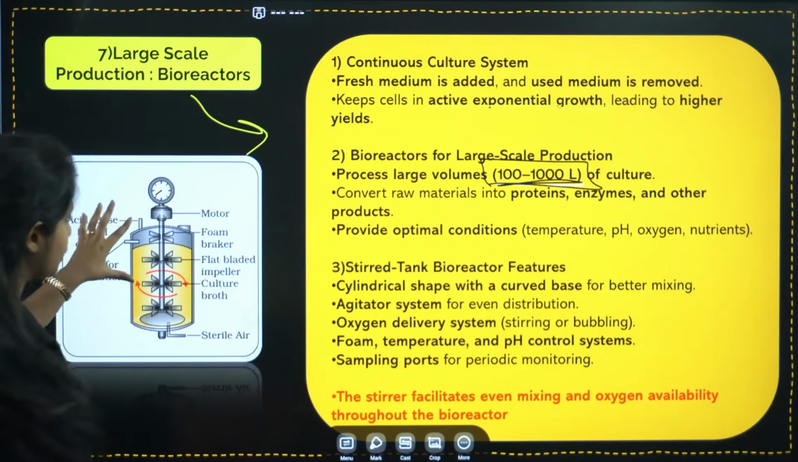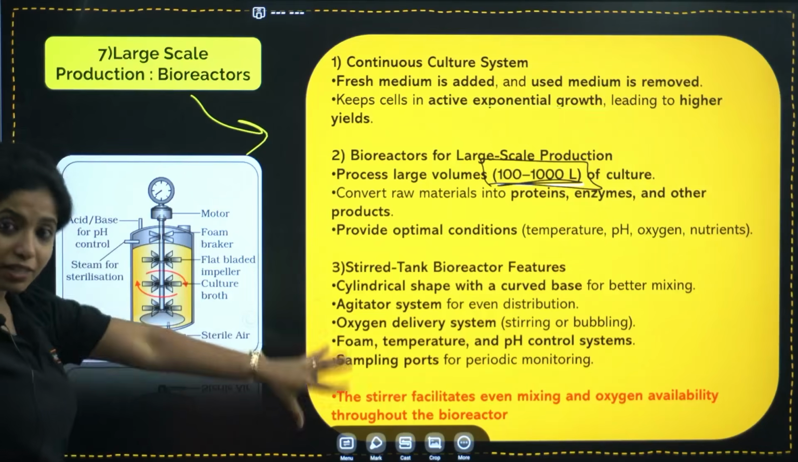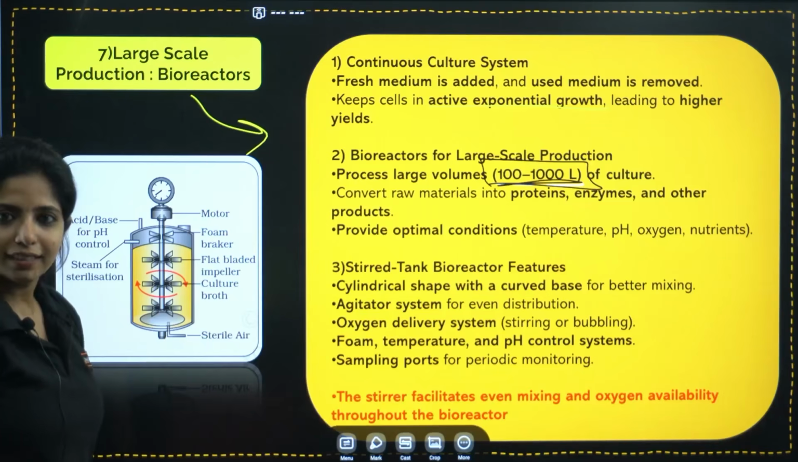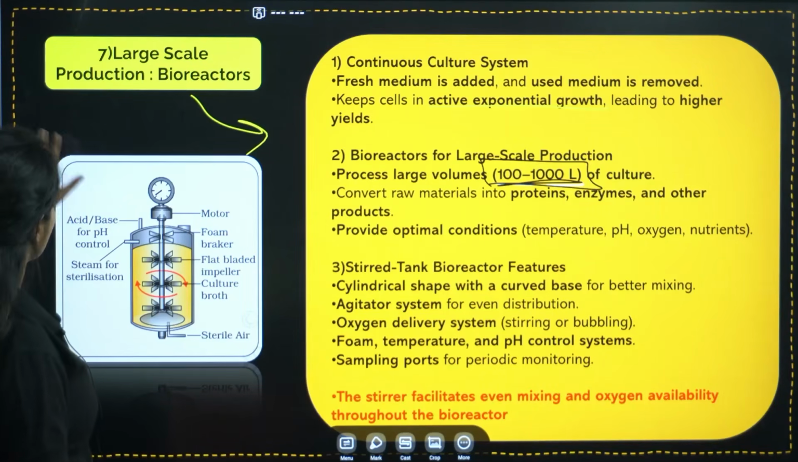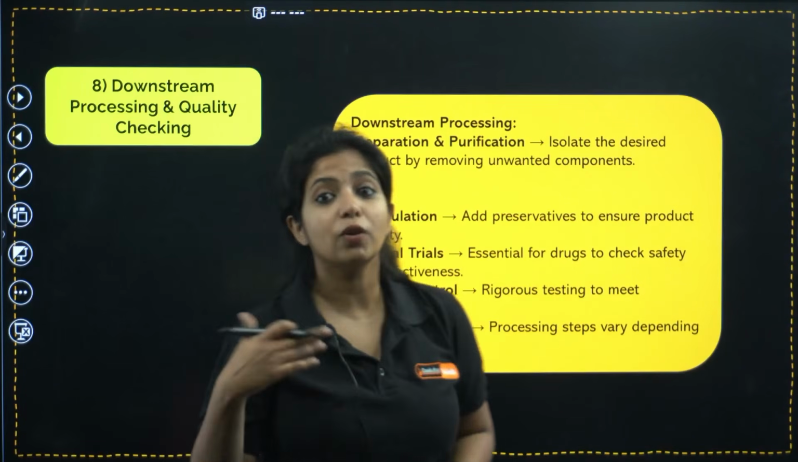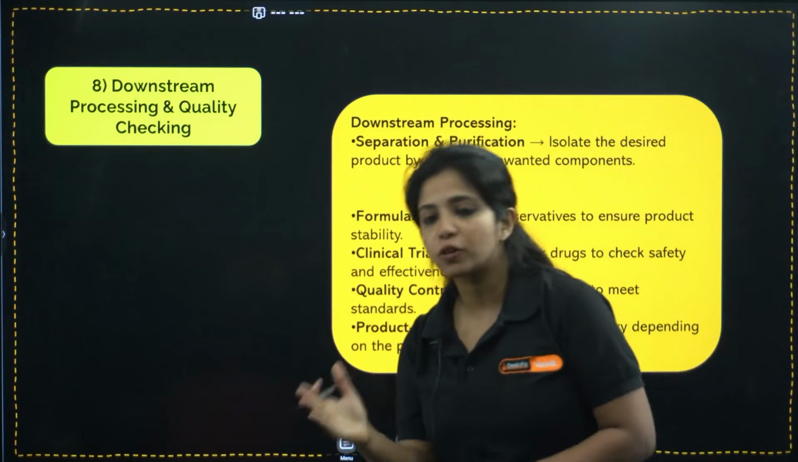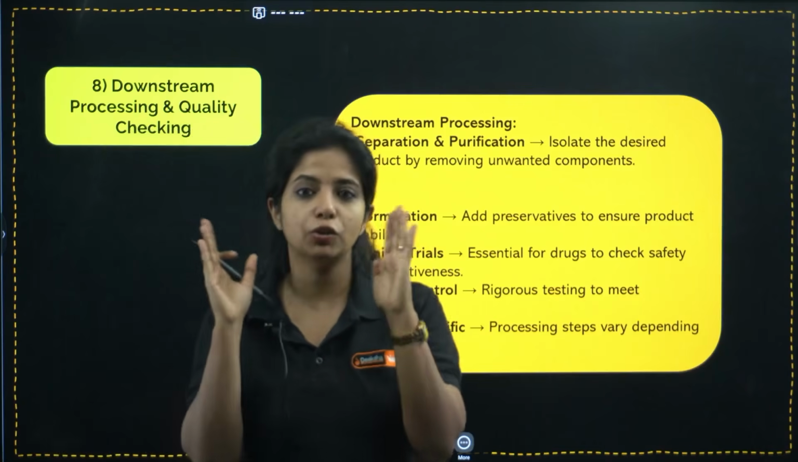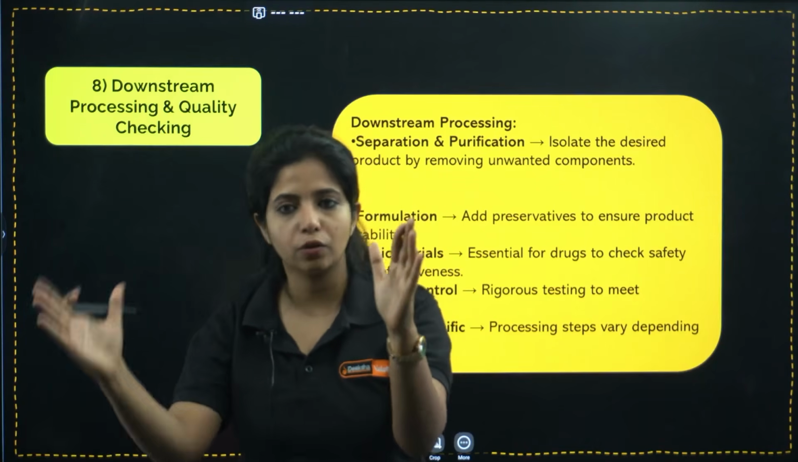And please remember this picture, this is super important. The stirrer is the one that facilitates even oxygen mixing, and yeah, that's all. Cool? Yes. Now after we do all of this, there might be things that we require, there might be things that we do not require, and that comes under downstream processing and quality checking. So downstream processing is basically divided into two things. One is separation and the other one is purification.